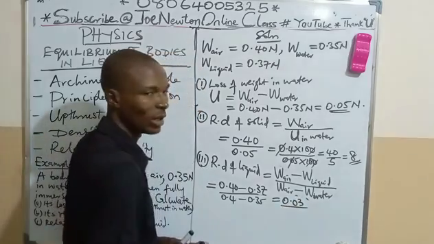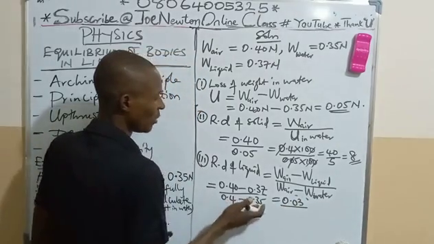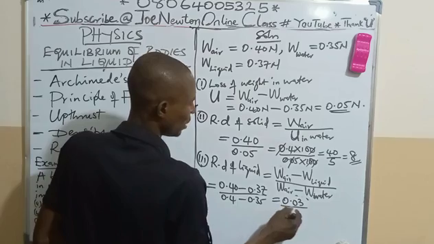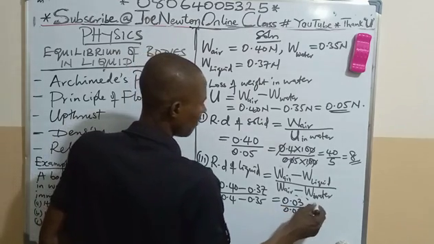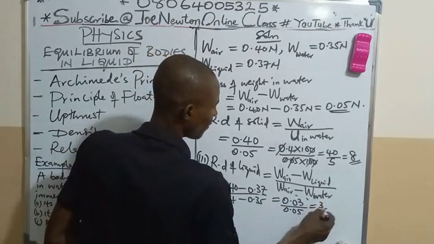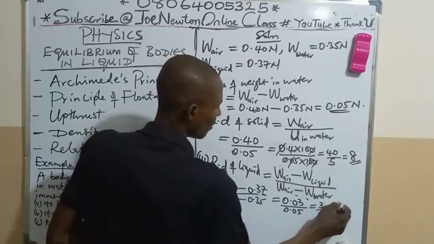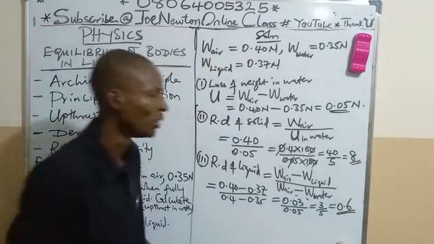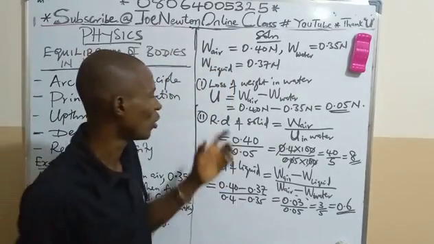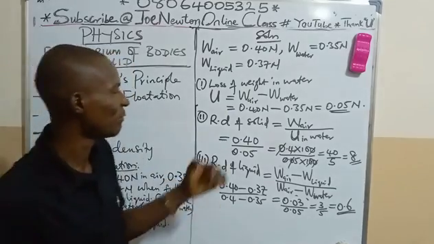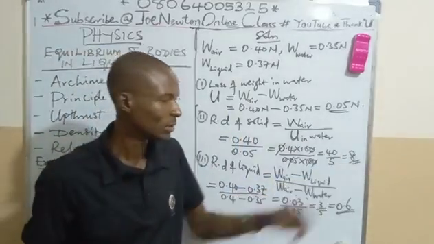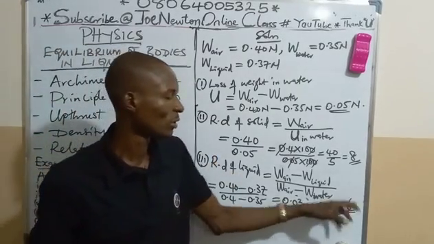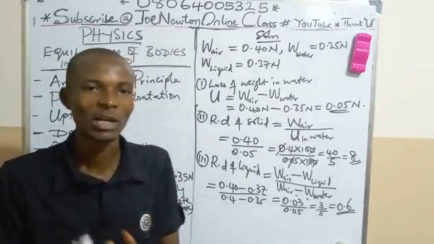That's the upthrust in the liquid over the upthrust in water, which we have obtained before to be 0.05. Invariably, this will give you 3 over 5, and 3 over 5 is 0.6. Remember, it has no unit. So the relative density of the solid itself is 8, while the relative density of the liquid itself is 0.6. So this is how to tackle this.